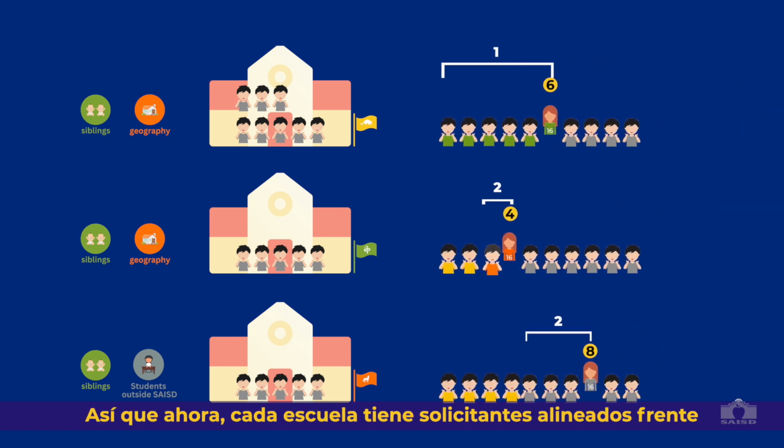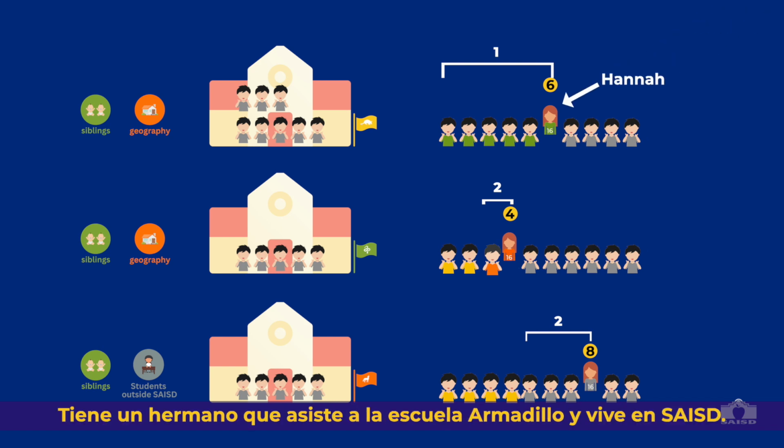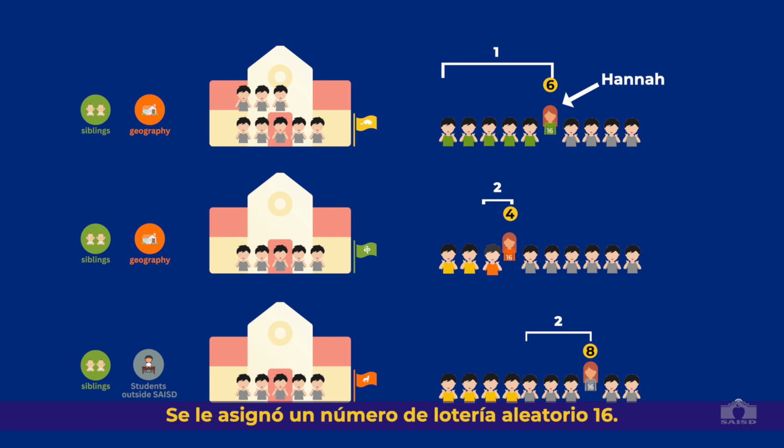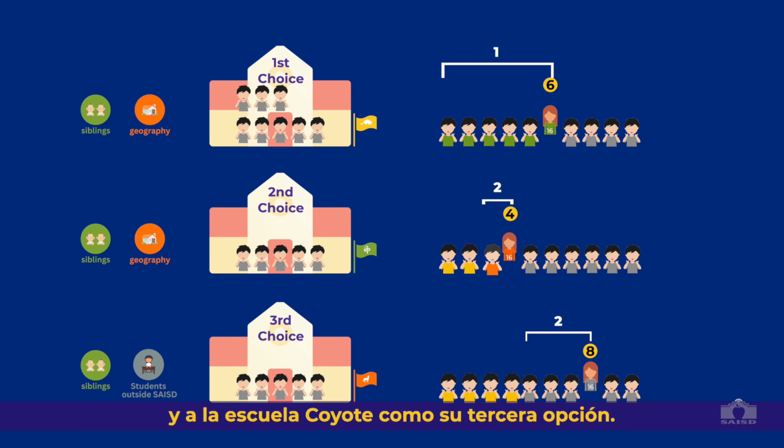So now each school has applicants lined up in front of the schools they applied to. They are lined up in order based on their priority group and their random lottery number. Let's look at one applicant to see what this means. Hannah is entering first grade. She has a sibling who attends Armadillo School, and she lives within SAISD. She was assigned a random lottery number of 16. She ranked Armadillo School as her first choice, Rattlesnake School as her second choice, and Coyote School as her third choice.